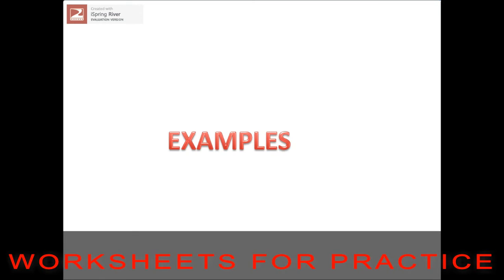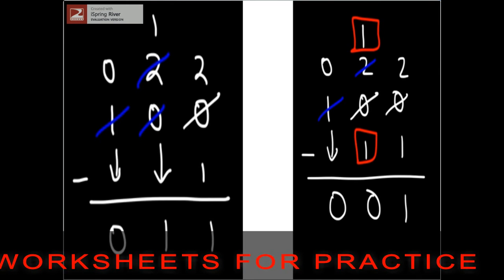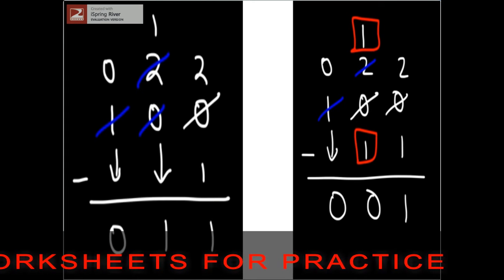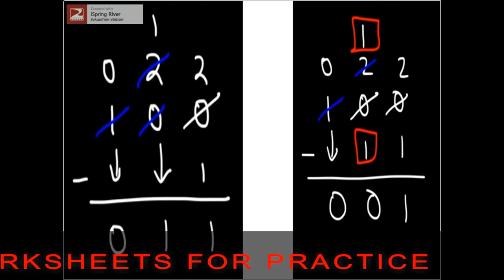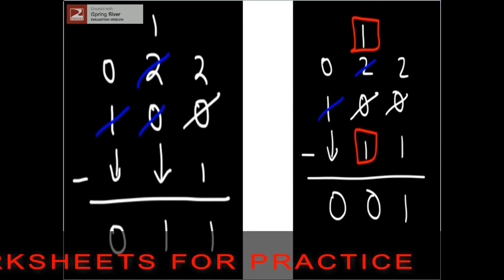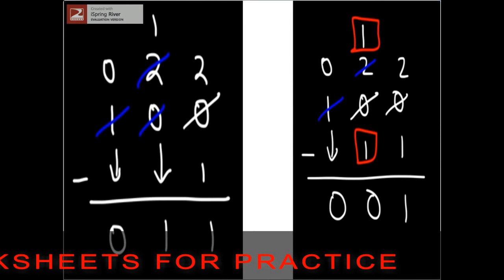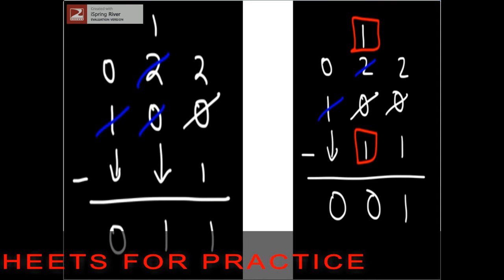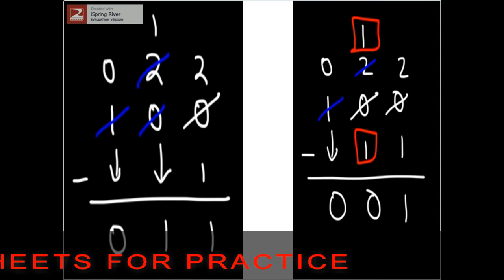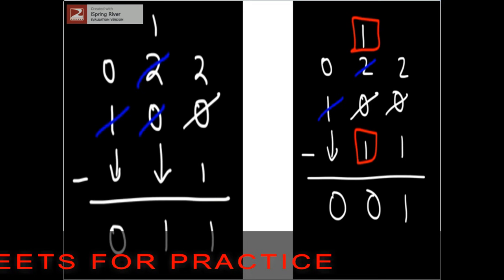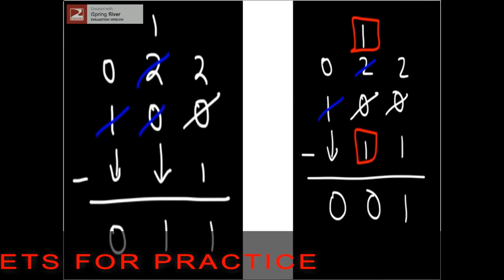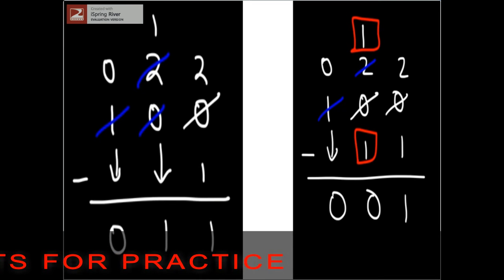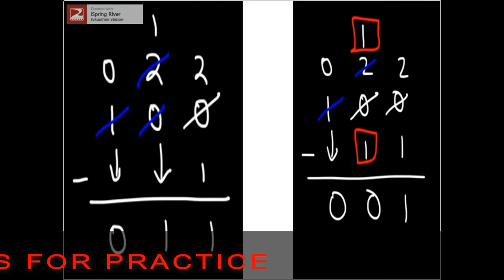Now we will discuss some examples. First one, 100 minus 1. Now by taking the borrows, the first 0 will become 2, and again giving the borrow, it will become 1. And last 0 will become 2. 2 minus 1, 1. 1 will be written down and 0. So the answer is 11.